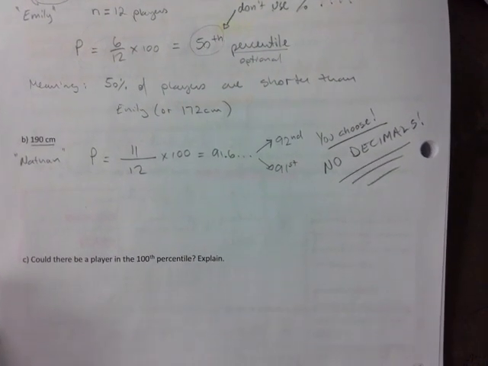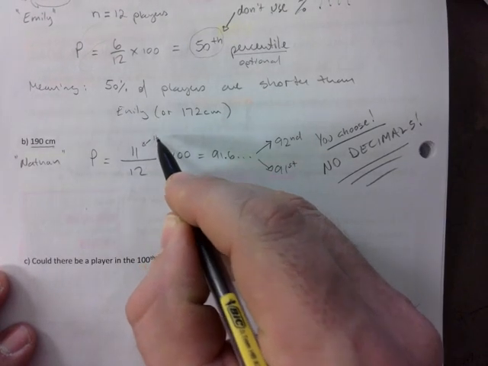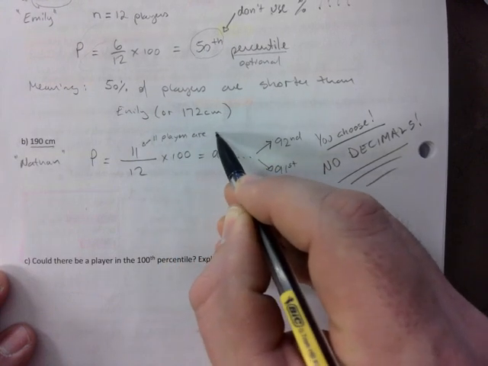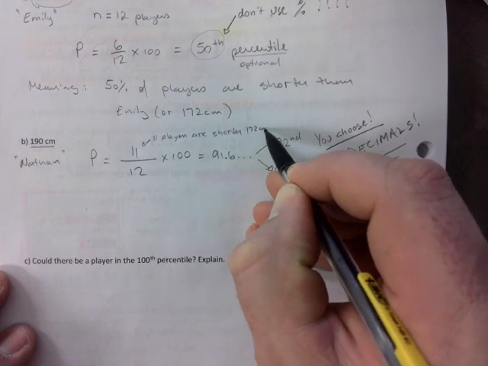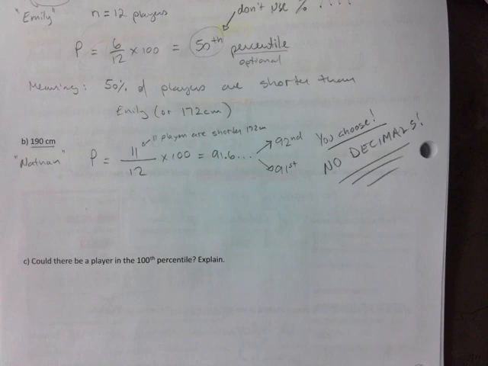Can we just say that 11 players are shorter than 172? That's pretty cramped, right? But to me, it makes sense. But if you're reviewing, you need to know, oh, 11 are shorter. Okay.